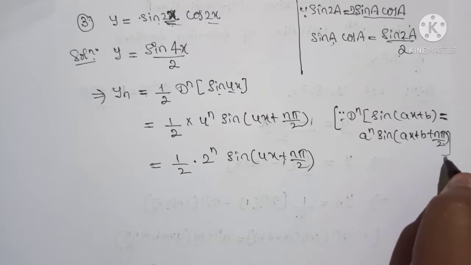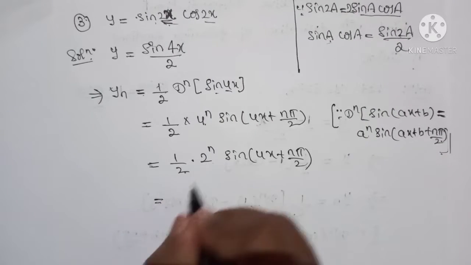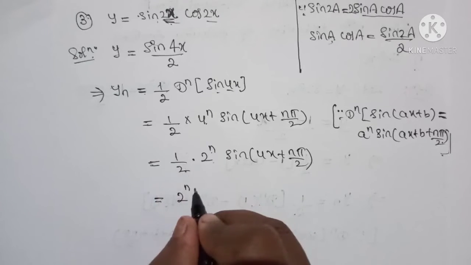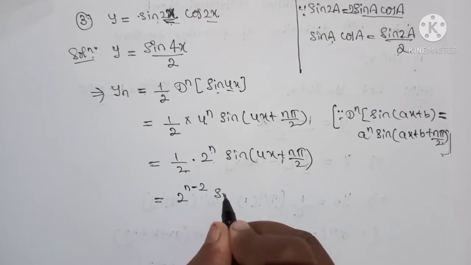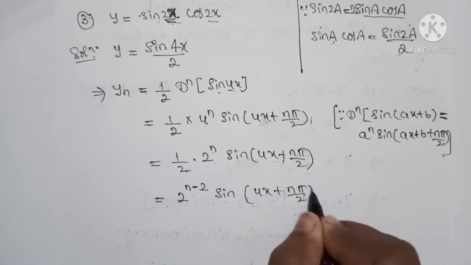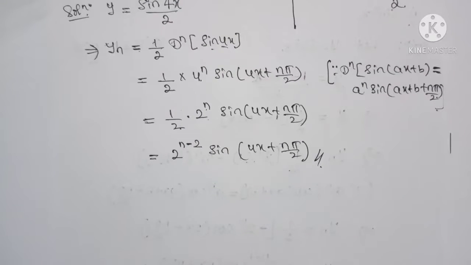Okay, so this can be written as 2 raised to n, taking this to the numerator, n minus 2, sine of 4x plus n pi by 2. Okay, this is the required answer.